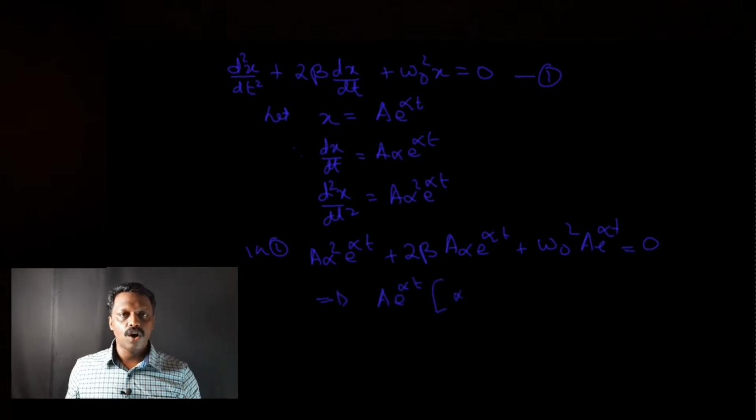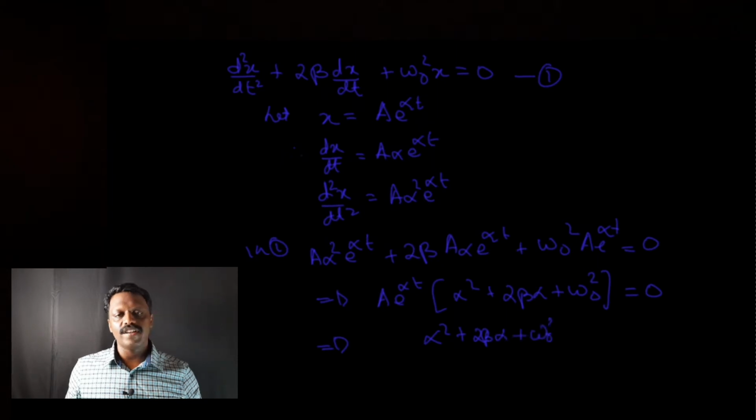Now we can take the common terms, A e raised to alpha t, multiplied by alpha square plus 2 beta alpha plus omega naught square is equal to 0. Now, the product should be equal to 0 means one of the terms should be equal to 0. A e raised to alpha t, the assumed solution, cannot be 0. So we take the second term: alpha square plus 2 beta alpha plus omega naught square is equal to 0.